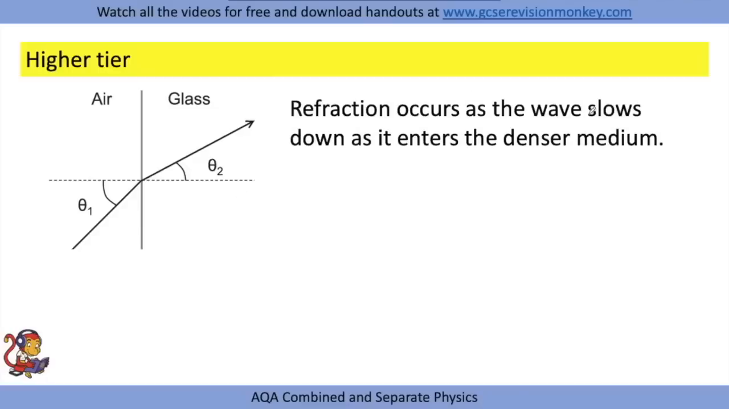Refraction occurs as the wave slows down, so you might be asked to explain why refraction happens, okay, because it slows down as it enters the denser medium. If it was going at the same speed, it would travel straight on like so, but because it slows down, it bends towards the normal in this direction.